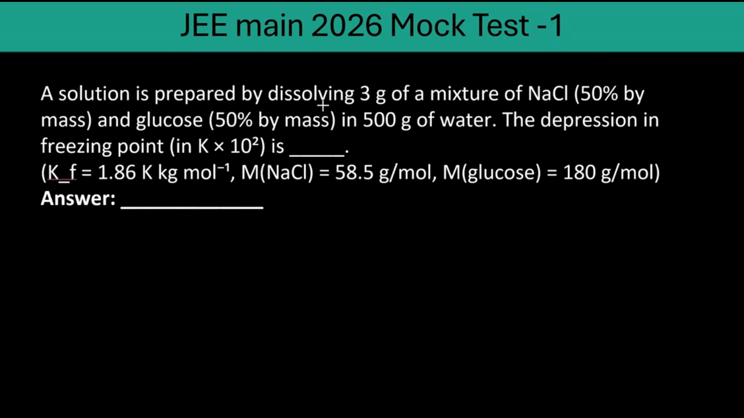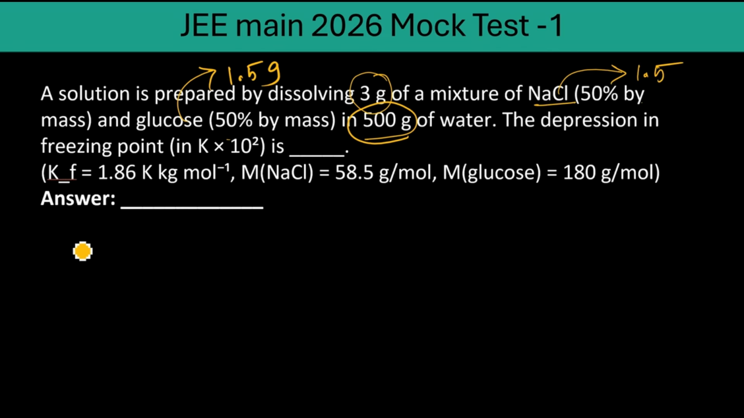The solution is prepared by dissolving 3 grams of a mixture of NaCl 50% by mass and glucose 50% by mass in 500 grams of water. The depression in freezing point, in K into 10 to the power minus 2, we have to find. They have given 50% by mass, which means in 3 grams NaCl is 1.5, right? 50%. Again, glucose is also 1.5 grams.